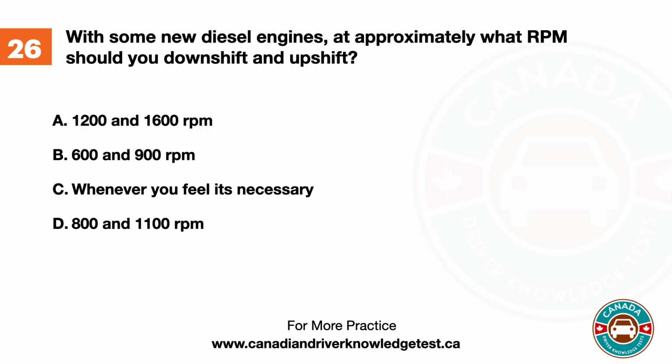Question 26. With some new diesel engines, at approximately what RPM should you downshift and upshift? A. 1200 and 1600 RPM. B. 600 and 900 RPM. C. Whenever you feel it's necessary. D. 800 and 1100 RPM. The answer is A. 1200 and 1600 RPM.